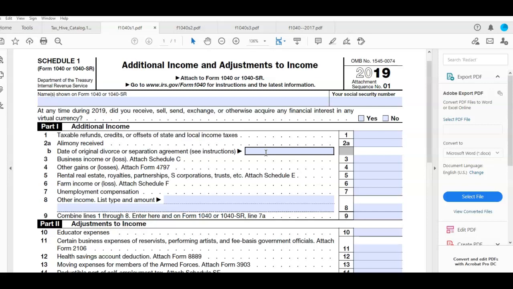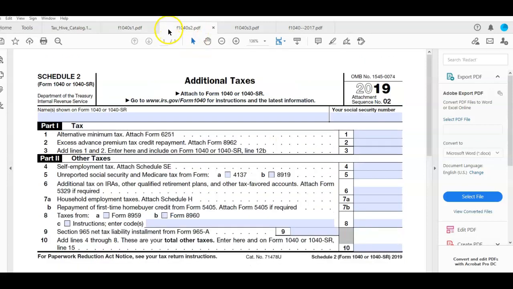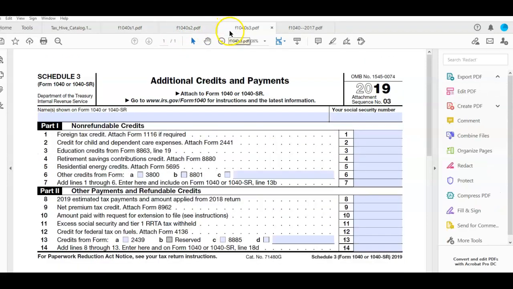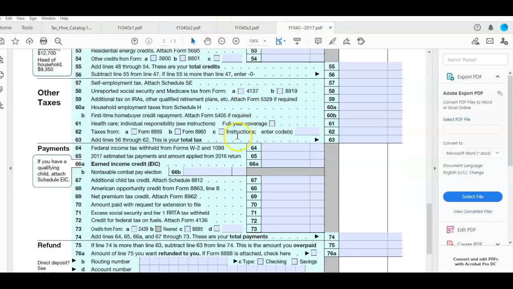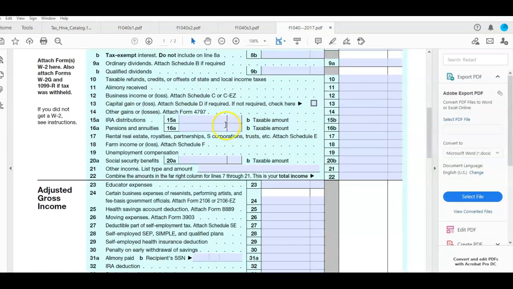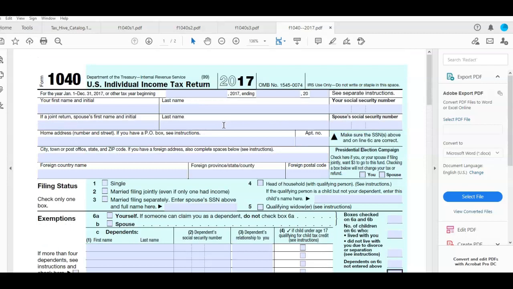So when it comes to the different forms, Schedule 1, Schedule 2, and Schedule 3, they all came from this 1040 form for 2017. They were all pulled out of the different sections, and that's how we got Schedules 1, 2, and 3 based off the long form of 2017.